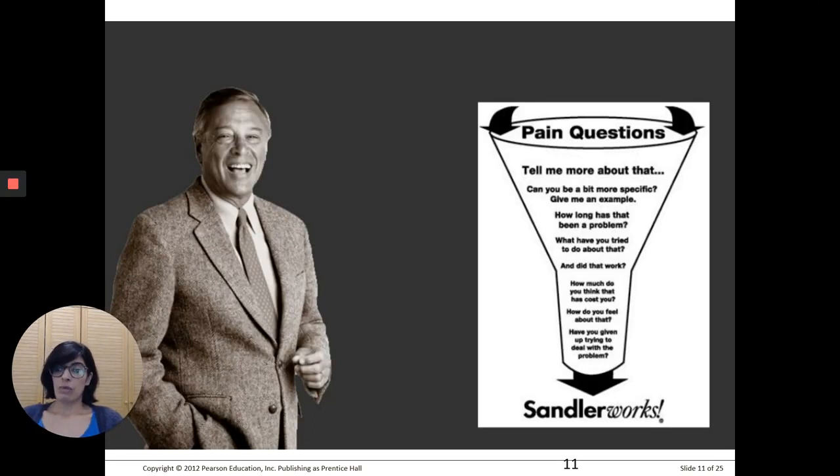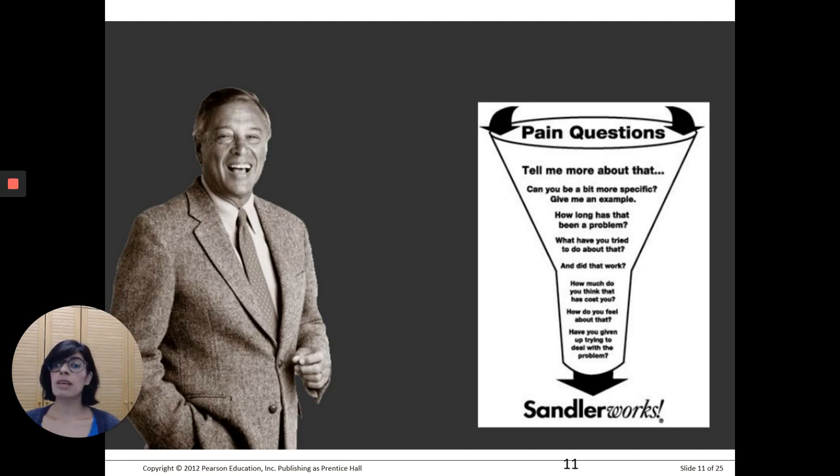So let's have a look at what the pain funnel actually is. There are many questions that you can ask that will go deeper into what pain the customer is feeling and why. When they first tell you what pain they're feeling, you will ask, "Tell me more about that," and you listen to what they say. Then when they've explained something, you'll say, "Can you be a bit more specific? Give me an example of when you've experienced that. How long has that problem been hanging around? How long has it been a problem for you? What have you tried to do about it? And did that work?"